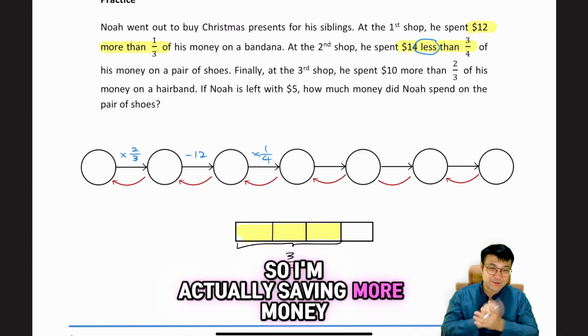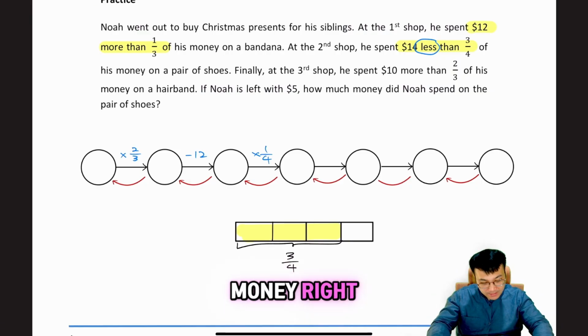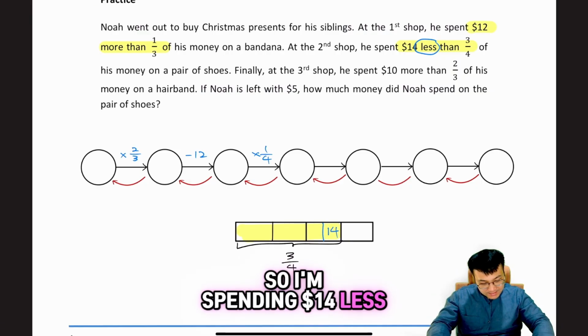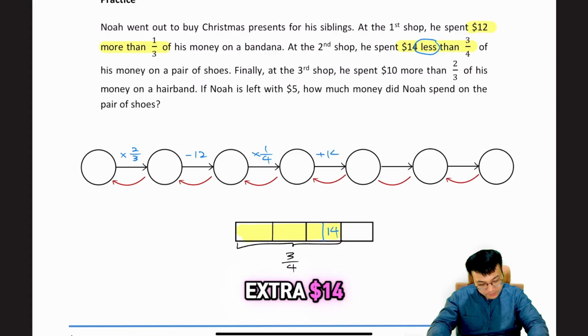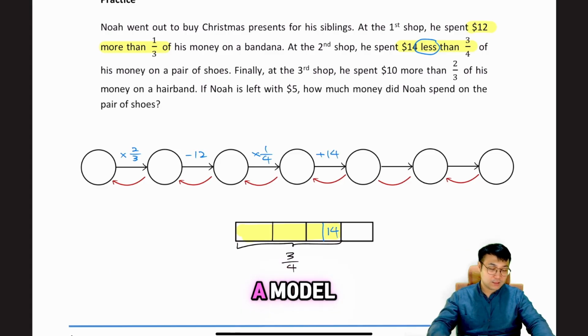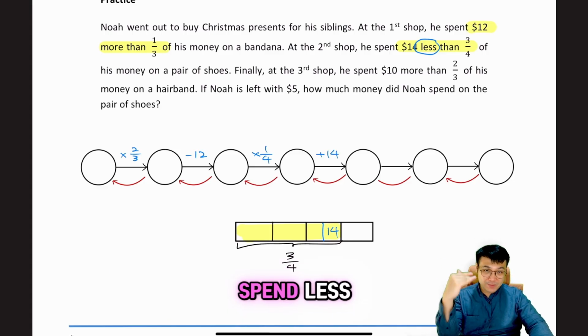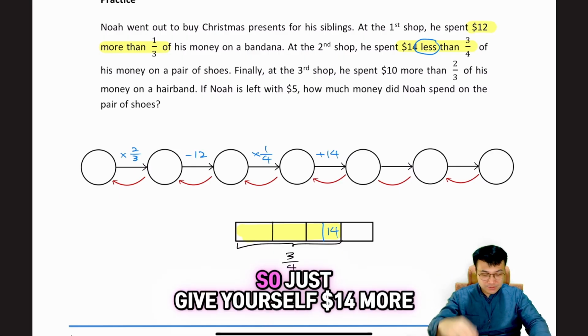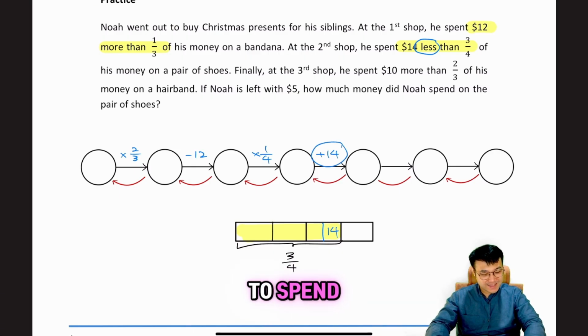So I'm actually saving more money. I'll end up with more money, right? So I'm spending $14 less. So I'm going to save an extra $14. Even if you don't draw a model, it is pretty logical. If you spend less, you're going to save more. So just give yourself $14 more to spend.